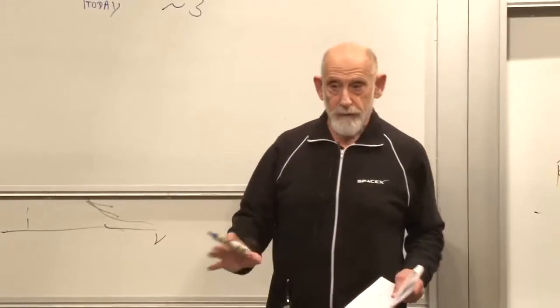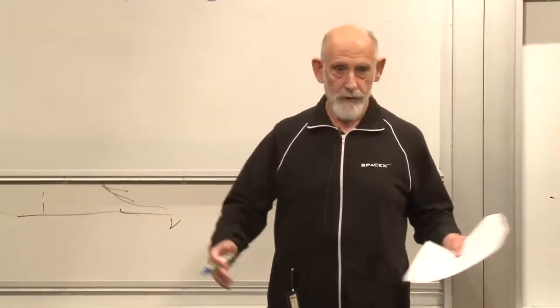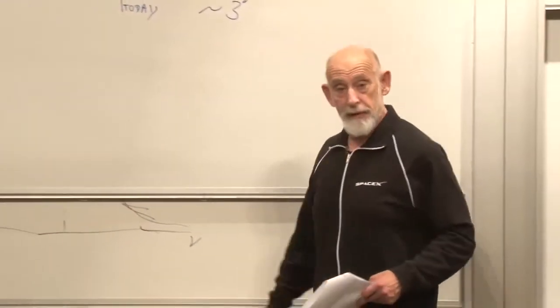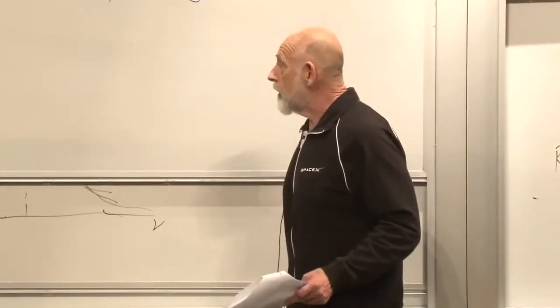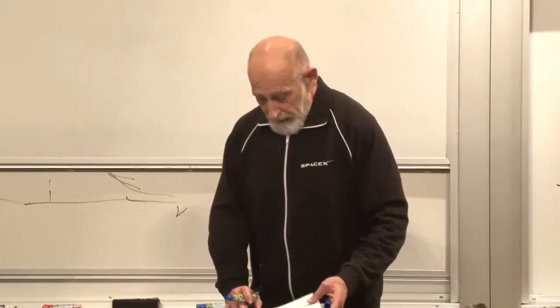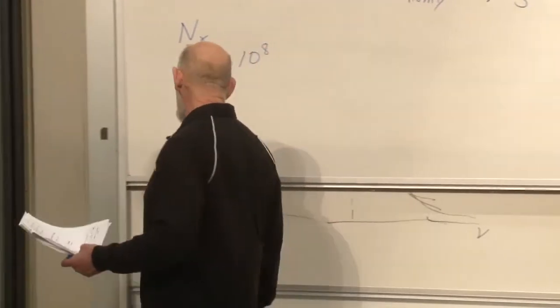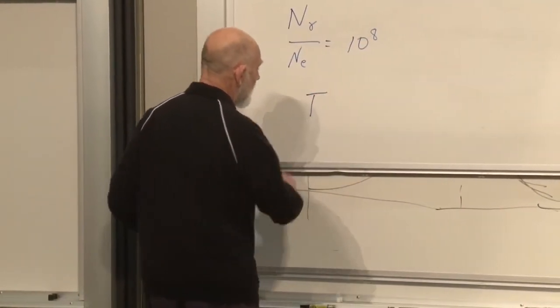This is an observable fact. This is a fact that we know by looking at the matter in the universe. We know how many protons there are, or how many electrons there are, and we measure how many photons there are from the black body spectrum, and we know that the ratio of the number of photons to the number of electrons is about 10 to the 8th. Now, let's suppose that the temperature was just called T. Let's take the temperature T.